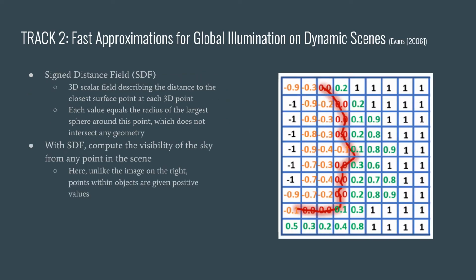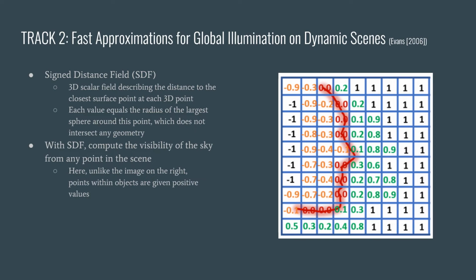A signed distance field is a 3D scalar field describing the distance to the closest surface point at each 3D point, which means that SDF values are written voxel-wise. In the image, you can see that the points on the boundary of the object have the value 0. The points on the outside have positive values and the points inside the object have negative values. In this research, Evans computed the visibility of the sky using these SDF values.